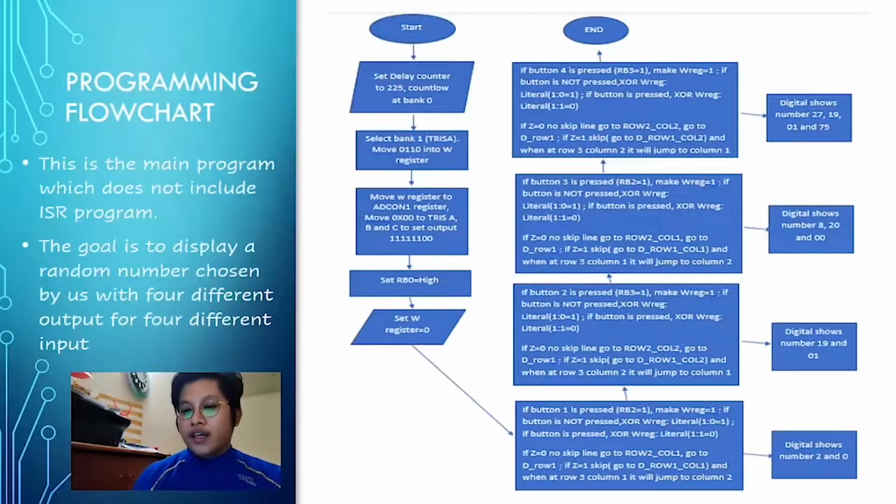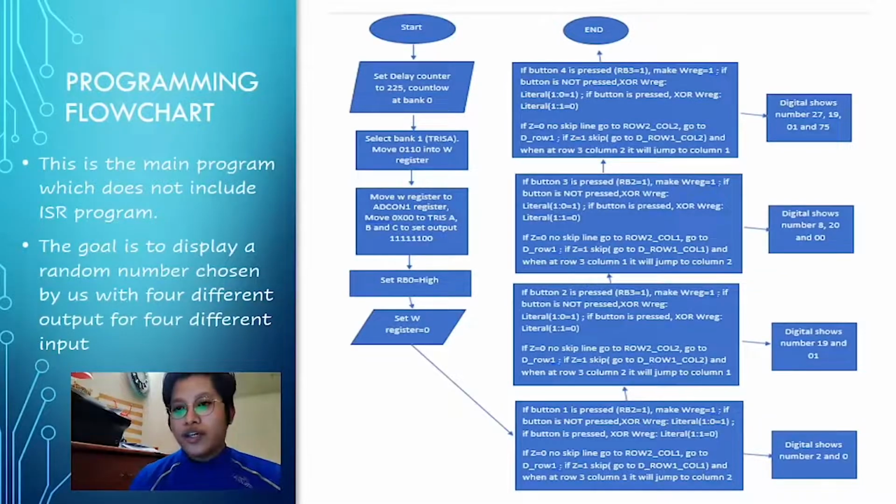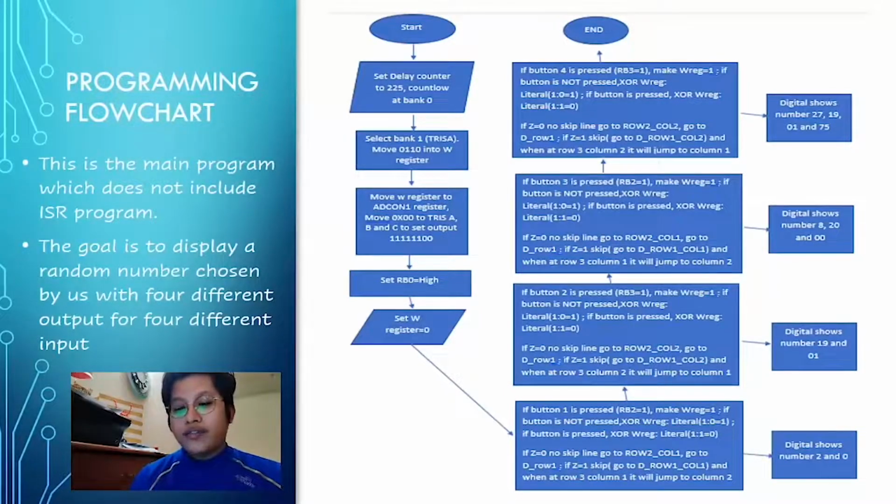Next, this is the main program, which does not include any interrupt at all. The goal is to display a random number chosen by us, with different output for the 4 different inputs. So for the start, we set the delay counter at 225, and then count low at bank 0.